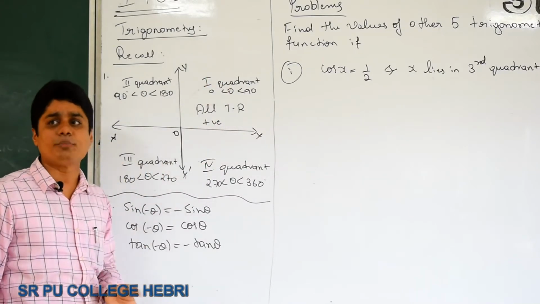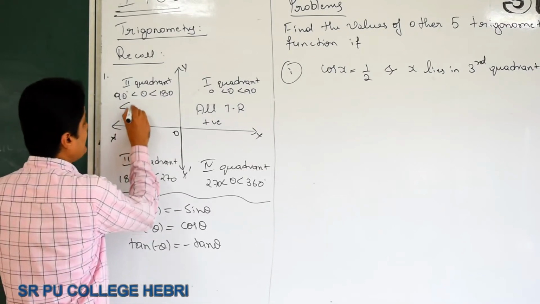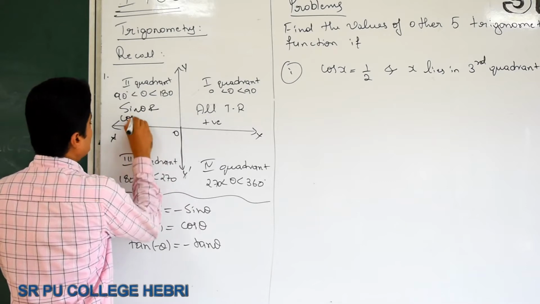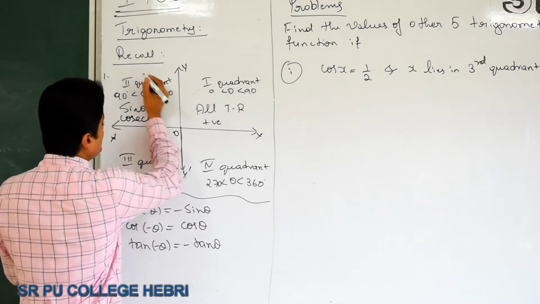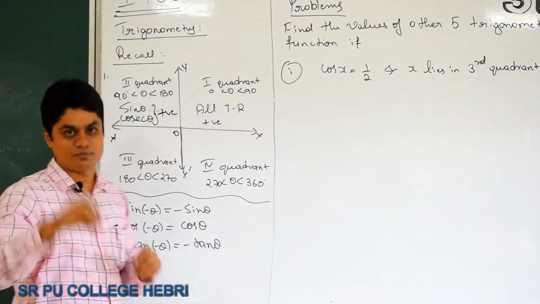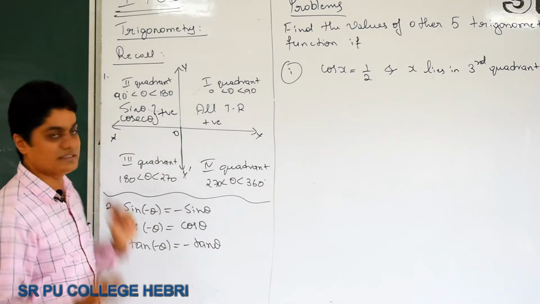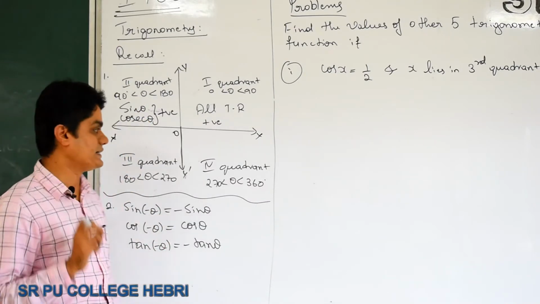Which other trigonometric ratios are positive in the second quadrant? Yes, right. Sin theta and cosecant theta. I'll just write the positive trigonometric ratios. Remember that. If I write sin theta and cosecant theta are positive, the remaining are negative. So the second quadrant means theta is between 90 to 180 degrees.